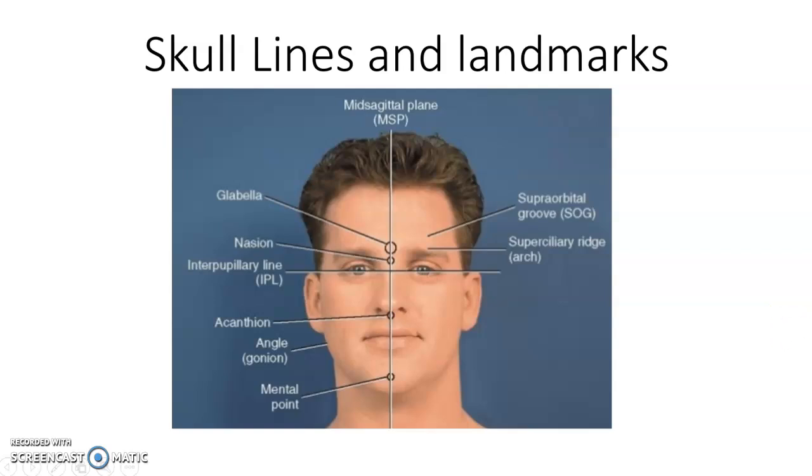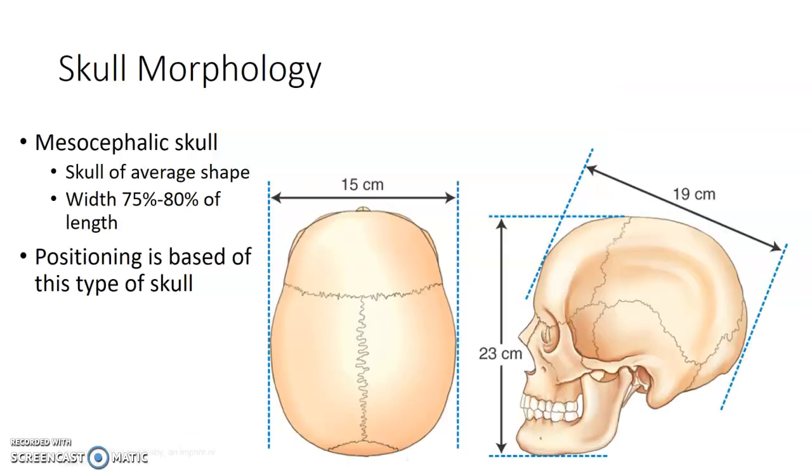All right, we're starting on skull lines and landmarks. These are the most important things to know when working with positioning for anything in the head, face, anything like that for x-ray. So the skull morphology, there is the mesocephalic skull. That's the skull of average shape.